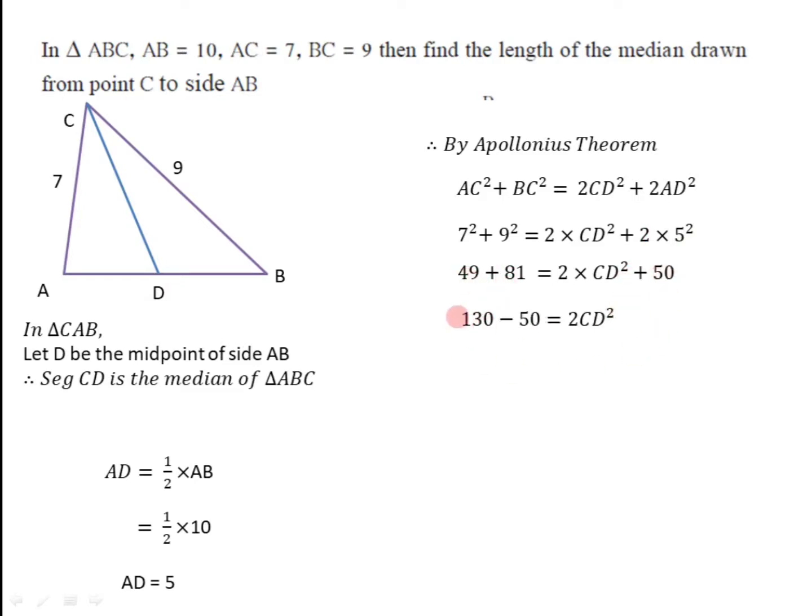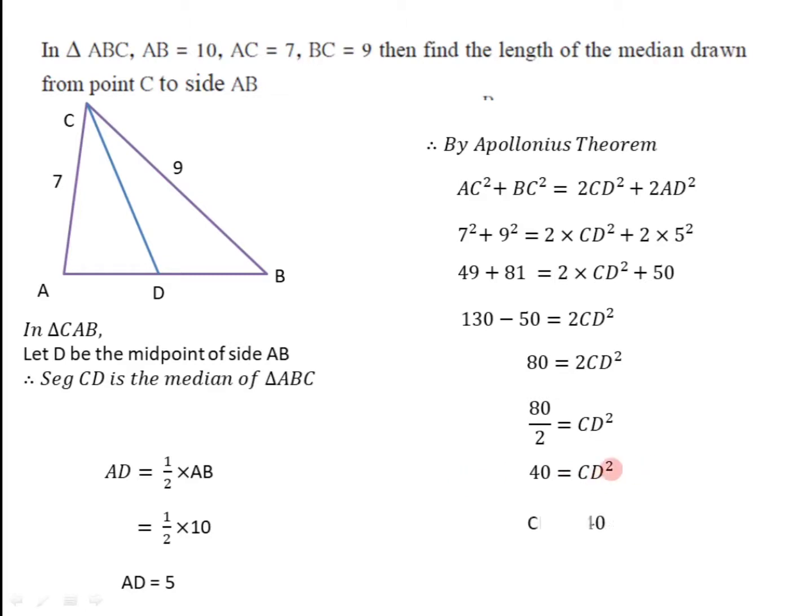To take plus 50 to the left hand side, it will become minus 50. So 130 minus 50 is equal to 2 CD square. 130 minus 50, that's 80 is equal to 2 CD square. If we again take 2 to the left hand side, it will be in the denominator. So 80 divided by 2 is equal to CD square. If we divide 80 by 2, we get 40 is equal to CD square.